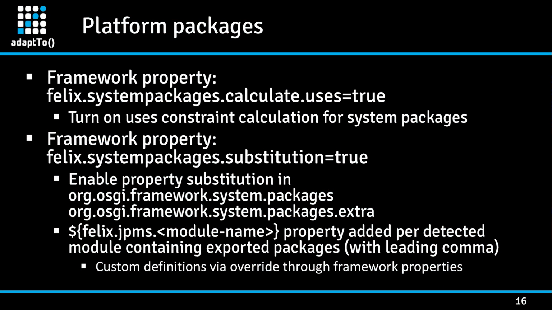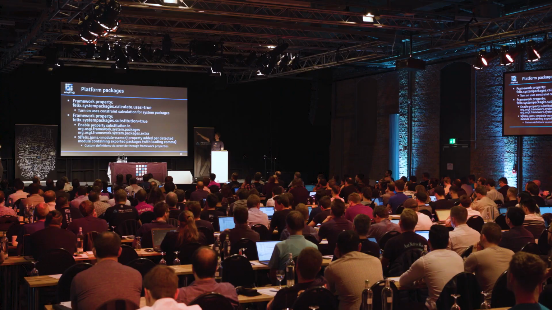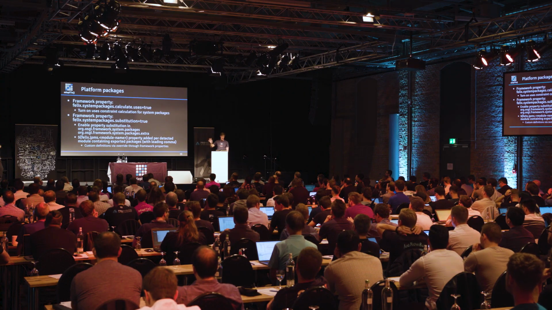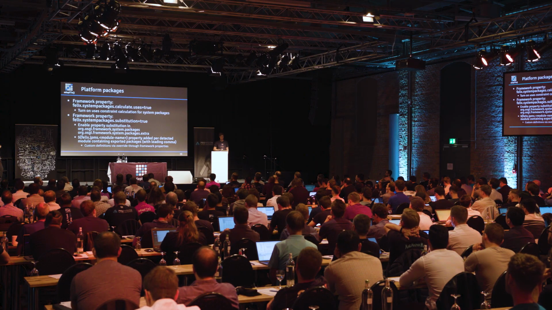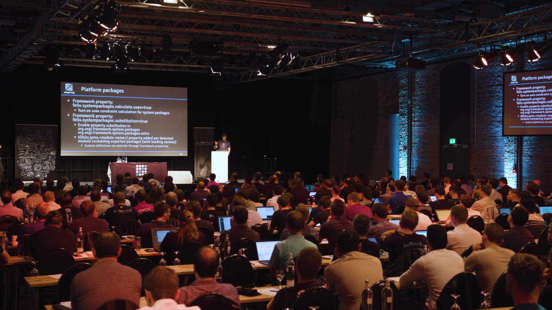This is more just for completeness' sake, if somebody wants to look it up later. There's a property to calculate uses, and you can enable system package substitution. That's not spec, that's just Felix. We allow you to use the org.osgi.framework.system.packages or org.osgi.framework.system.packages.extra properties to have some kind of substitution going on.